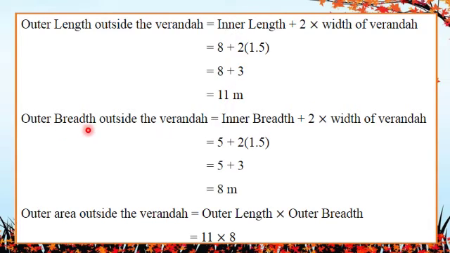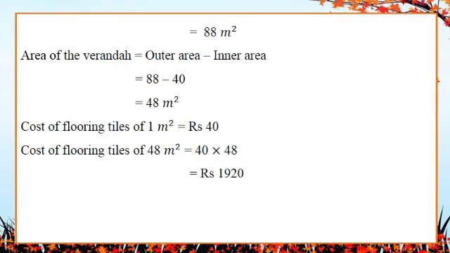For outer breadth outside the veranda, inner breadth plus 2 times the width of veranda. So inner breadth is 5 plus 2 into 1.5. After the multiplication I have 3, and 5 plus 3 is equal to 8 meter. And outer area outside the veranda, for this purpose multiply the outer length and outer breadth. So 11 multiplied by 8, and that is equal to 88 meter square.